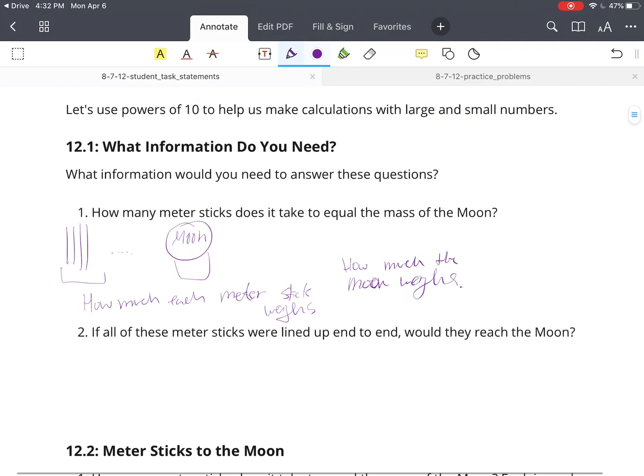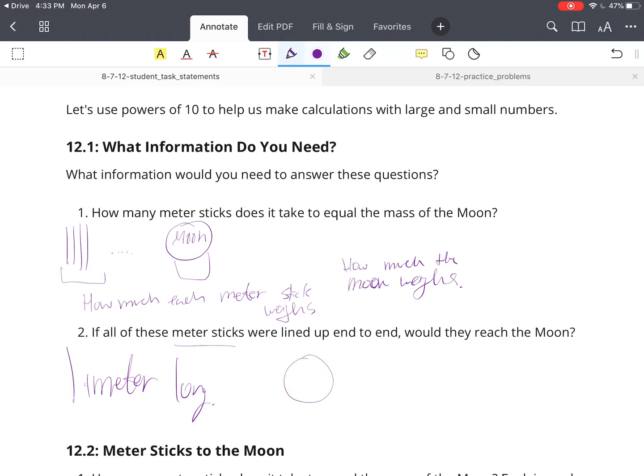If all of these meter sticks were lined up end to end, would they reach the moon? So what would you need to know? First of all, it's a meter stick, so you know they're 1 meter long. What would you need to know to see if they would reach the moon? Here's Earth. Here's the moon. If you said the distance, absolutely. The distance to the moon.